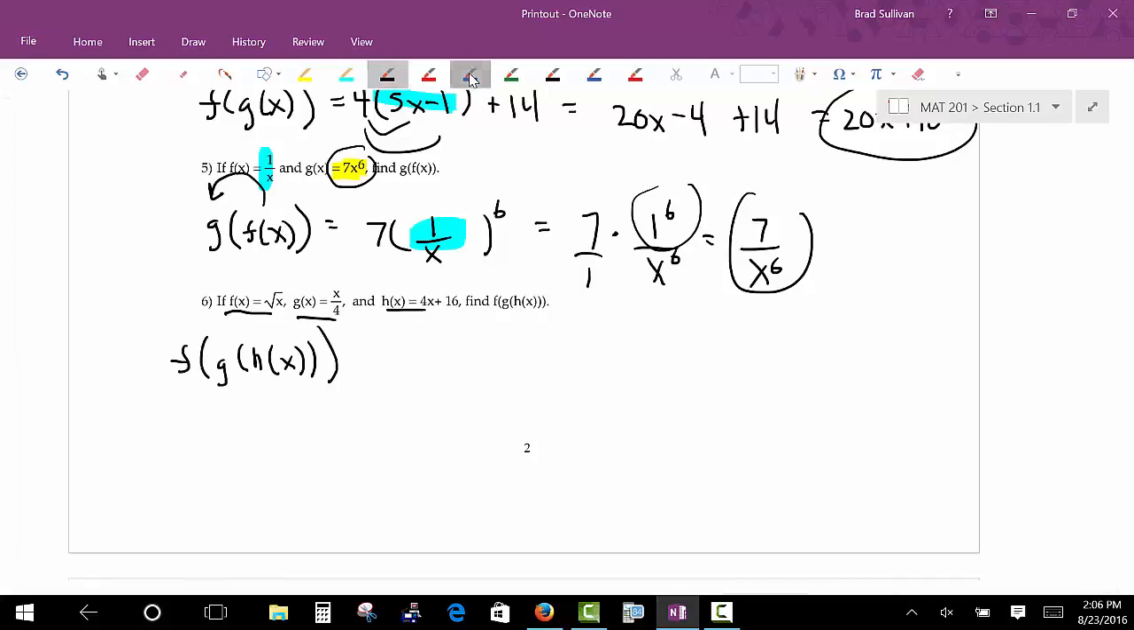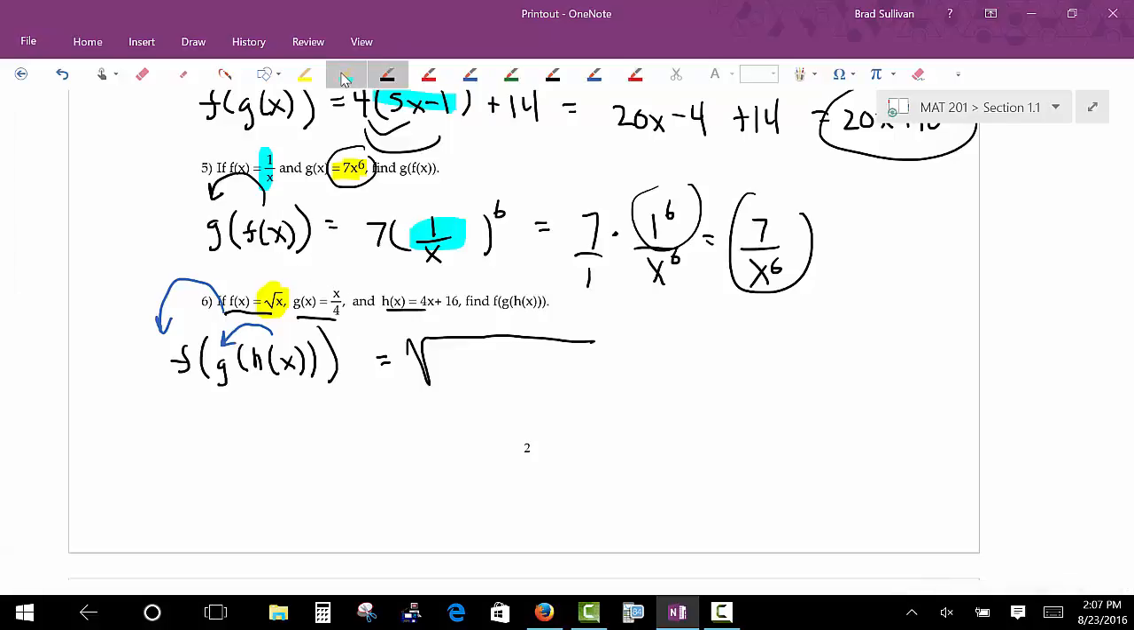So here's the way that I would do this problem. You plug h into g, then you plug that result into f. So you've got to go from the right to the left. Step one is write down that function, but put a big blank where x goes. Ultimately you're going to have a square root of something.